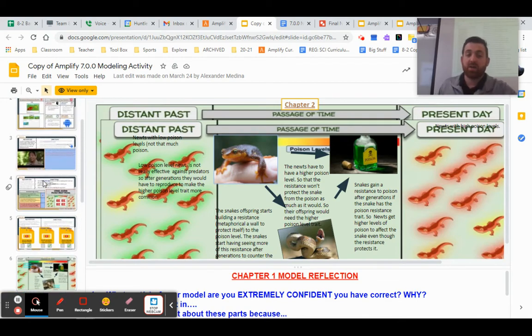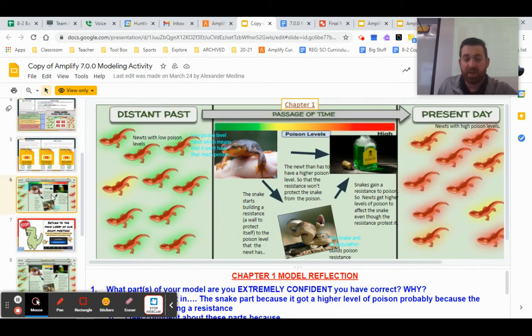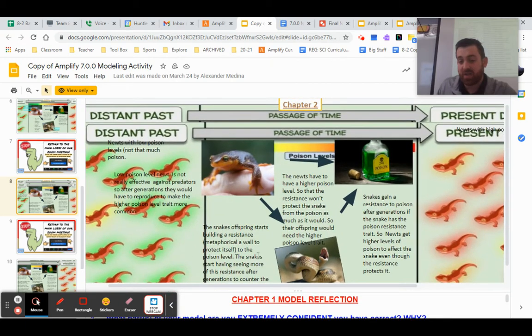The second thing is, I'm going to look to see, does your model match your response? Well, in here they talk about the environment, they talk about snakes, they cause them to change over time. Sure, they become more poisonous. Low levels become the adaptive trait, and the new ones are the non-adaptive traits. And when I look at this, I'll be honest, I don't see a lot of these ideas. I don't see anything about adaptive and non-adaptive traits. I don't see anything about how the environment's changing. I see something with snakes and the poison level, so that matches, but not the other stuff.